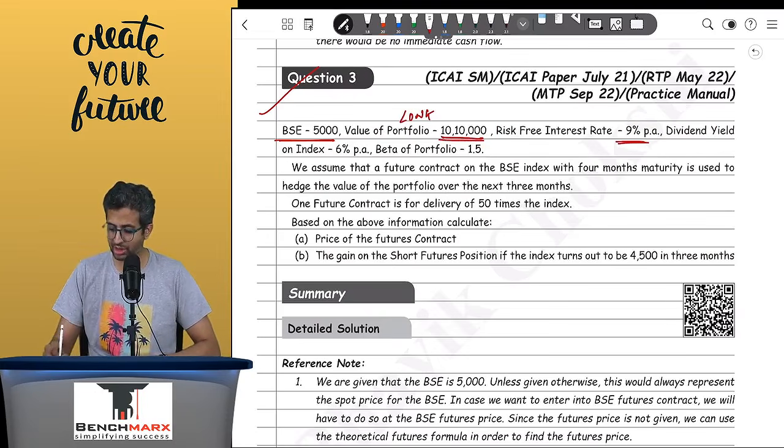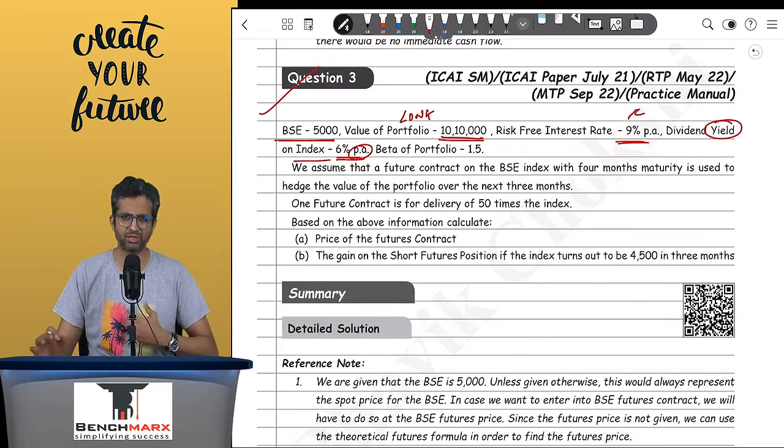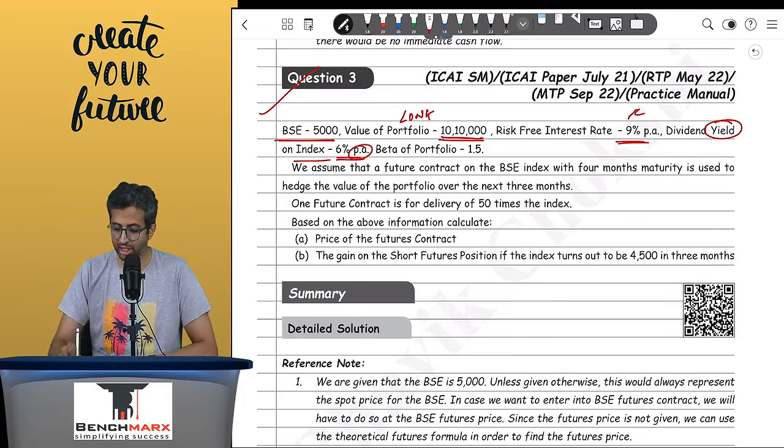The risk-free rate of interest is 9% per annum. This is R, and the dividend yield on the index is 6% per annum. It is clearly given as per annum and as a yield, but even if it is not, usually on the index it is always a dividend yield, that is a percentage of the price, on a per annum basis. The beta of the portfolio over here is 1.5.